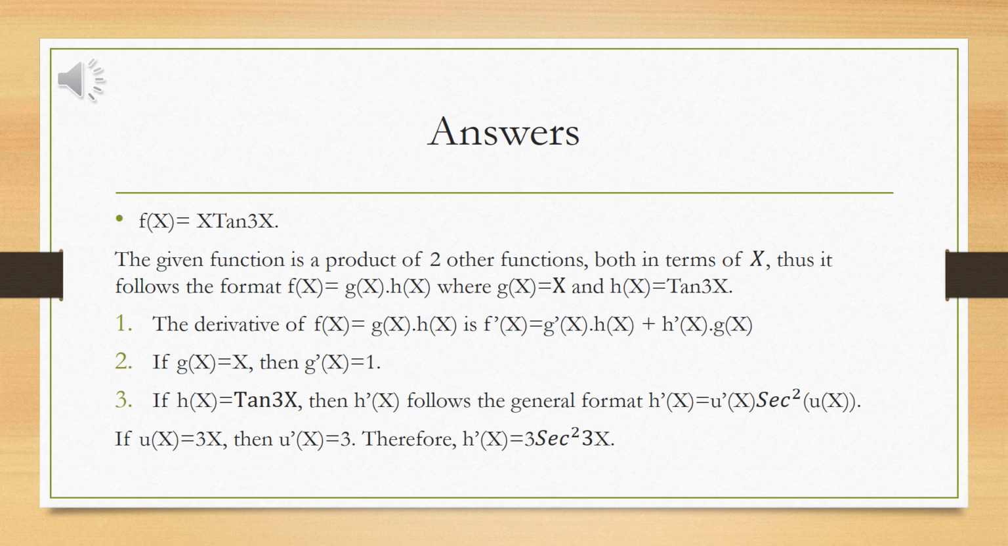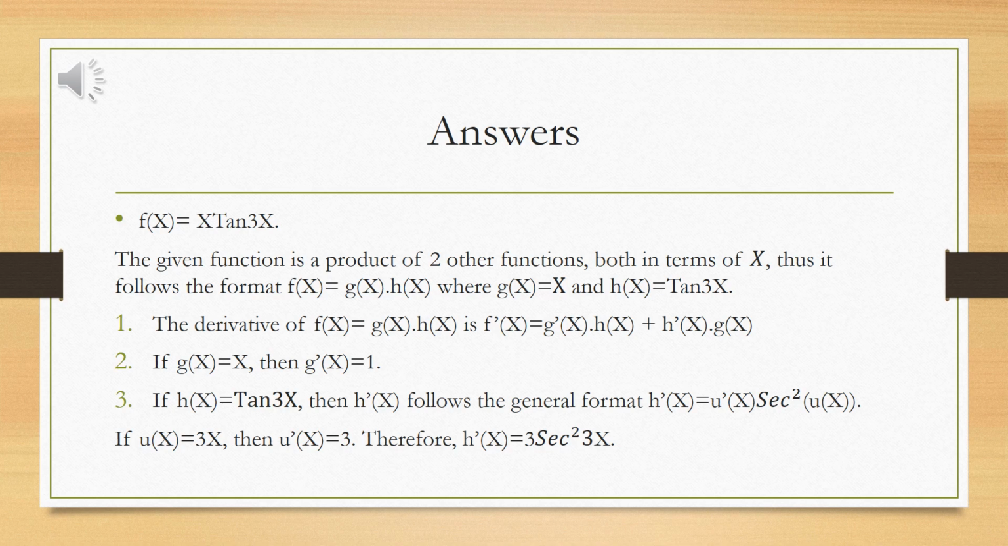F of x equals x tangent 3x. The given function is a product of two other functions, both in terms of x. Thus, it follows the format f of x equals g of x times h of x, where g of x is x in this case, and h of x is tangent 3x. The derivative of f of x is f prime of x, which is equal to g prime of x times h of x plus h prime of x times g of x.